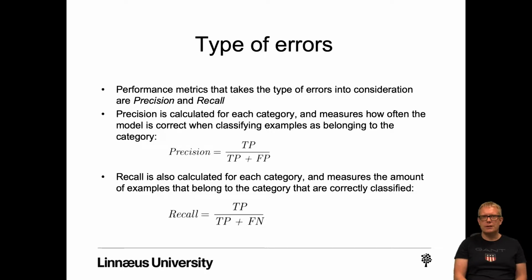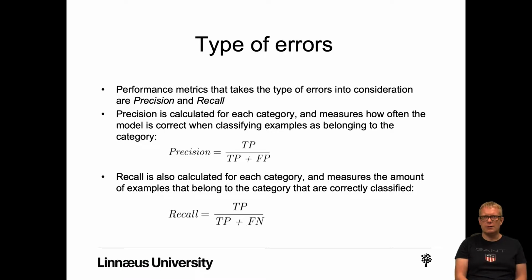Performance metrics that take the type of errors into consideration are precision and recall. Precision is calculated for each category and measures how often the model is correct when classifying examples as belonging to the category. So of all our examples that we think are cats, how often are they actually cats? It's calculated as true positives divided by true positives plus false positives.